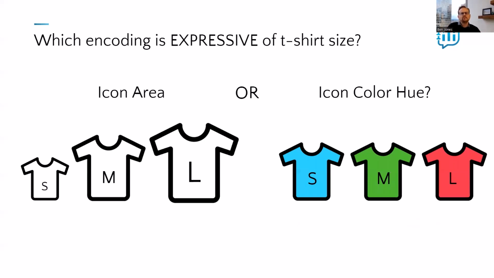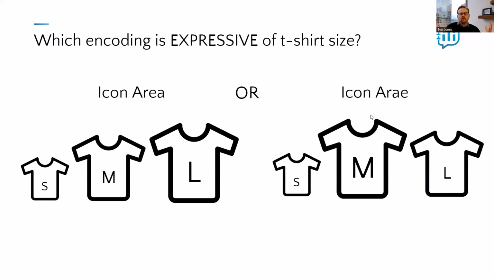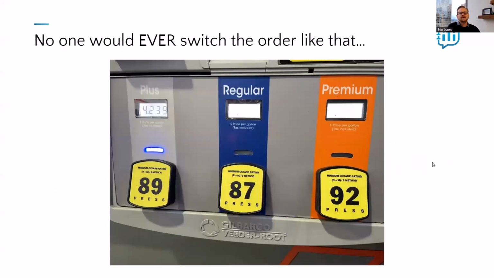Maybe another way of explaining that: if you were to show t-shirt sizes, small, medium, large, and you used icon area, that would do the trick. But maybe color hue wouldn't convey order in that same way. Or maybe a more ridiculous example would be to get the order wrong. So instead of icon area, we'll say icon array, switch them around: small, large, medium. Probably not, even though gas stations seem to have no problem giving us these choices out of order for one reason or another. So order, it matters.